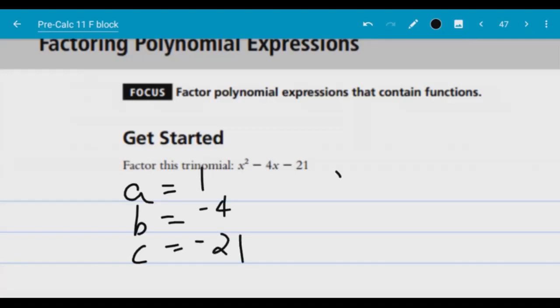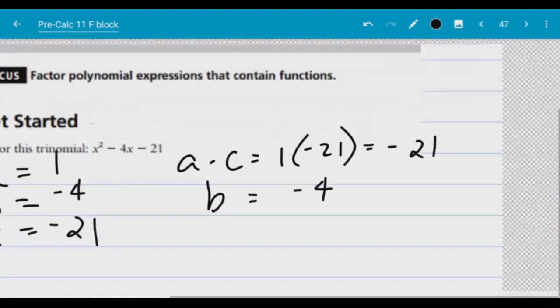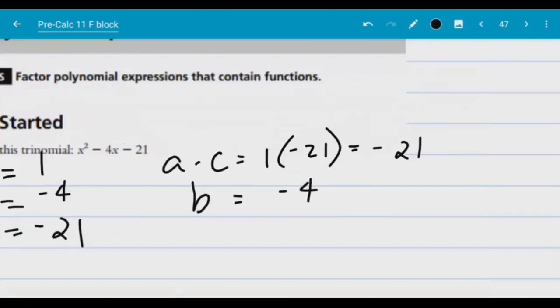So a times c would be 1 times negative 21, or negative 21. Our b value is negative 4. Therefore, once again, we are looking for two numbers that multiply to negative 21 and add to negative 4. All right, so I think those two numbers that we are looking for would be negative 7 and positive 3.